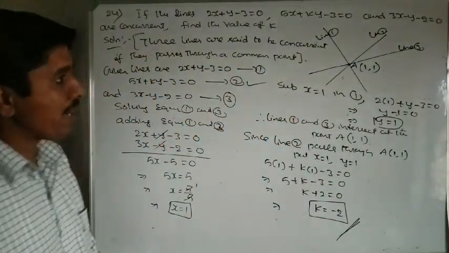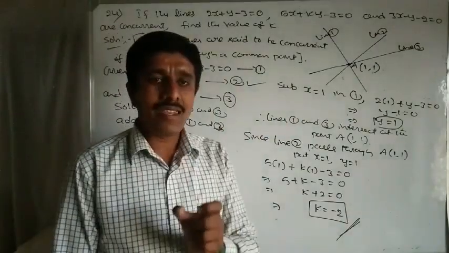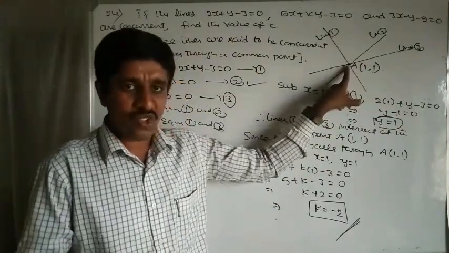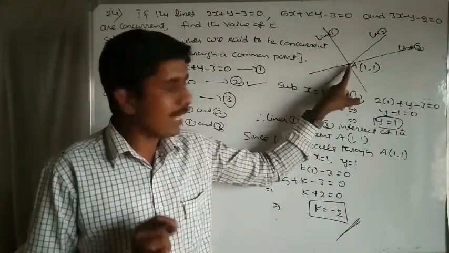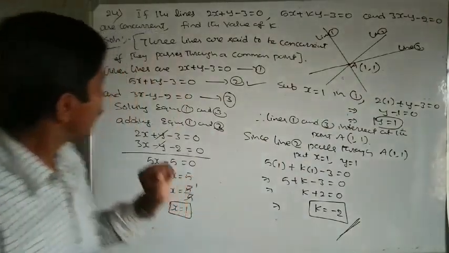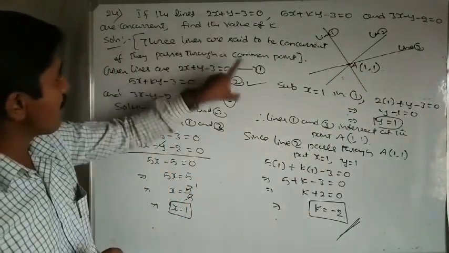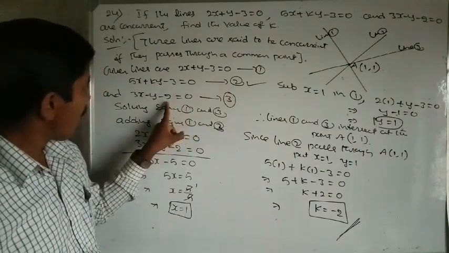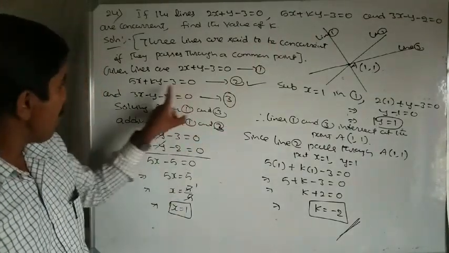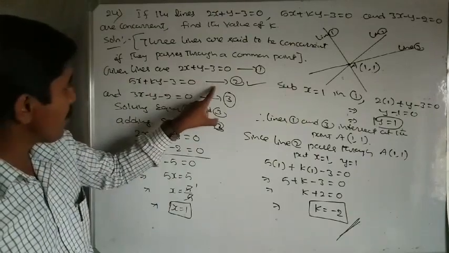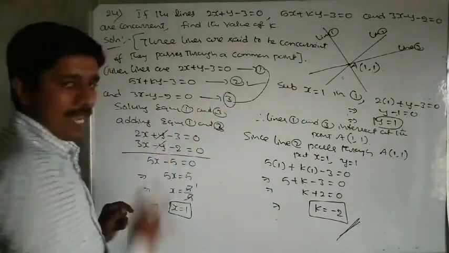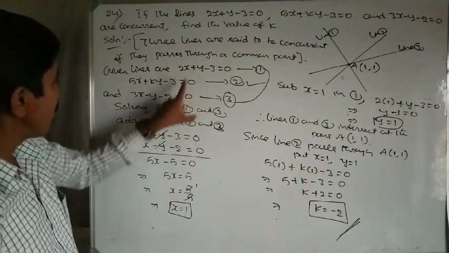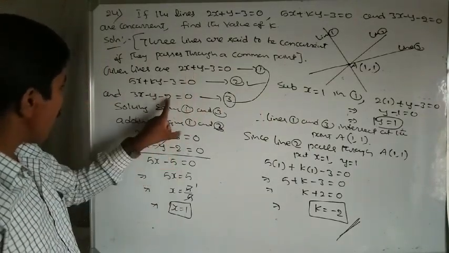Mind it, repeating this. Three lines are concurrent means three lines meet at a common point. The first line is called equation 1, the second line equation 2, the third line equation 3. Here k is contained in equation 2. Therefore, solving equations 1 and 3, we solve directly by adding equation 1 and equation 3.